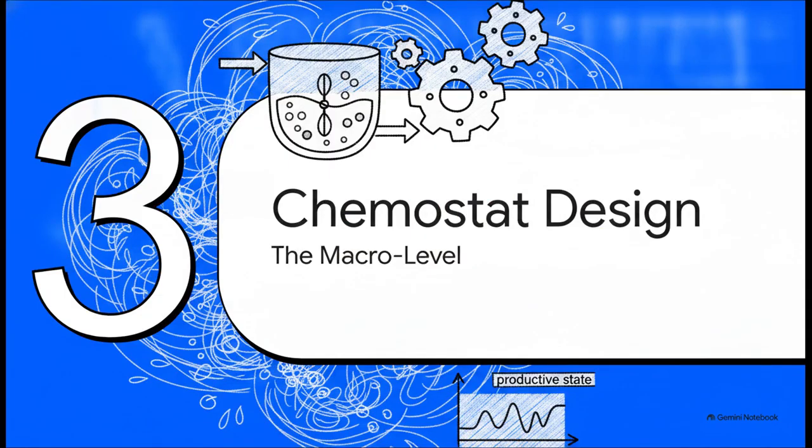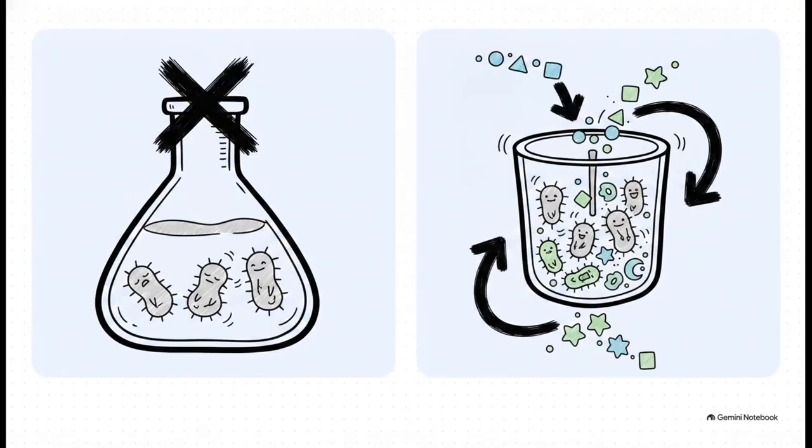All right, part 3, continuous chemostat design. Let's look at the macro level. Let's see how our micro-level math scales up to the actual vessel. In bioprocess engineering, we typically compare batch and continuous cultures. A batch culture is basically a closed system. You add food once, the cells grow, the nutrients run out, and the culture eventually dies off.